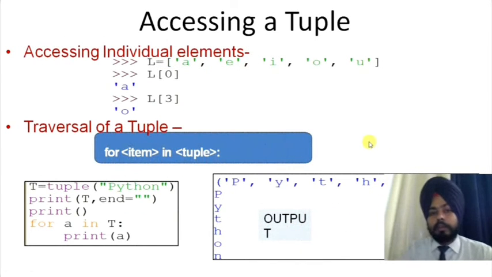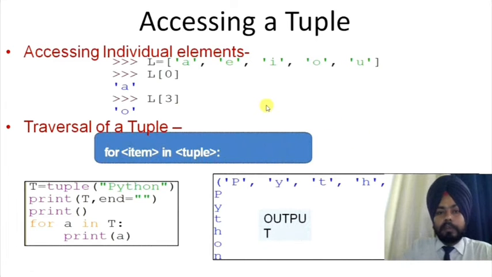Here is the example of accessing a tuple, means how can we access individual elements. Here L equals to A, E, I, O, U. Here 0 means this is the index number of the elements.